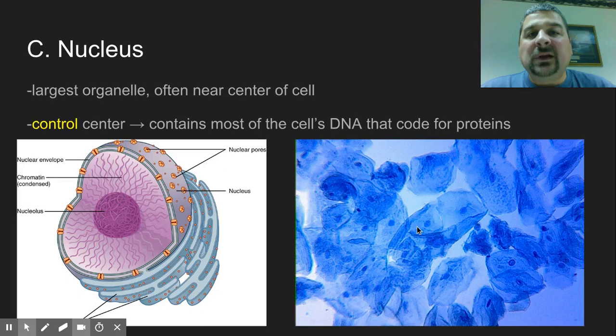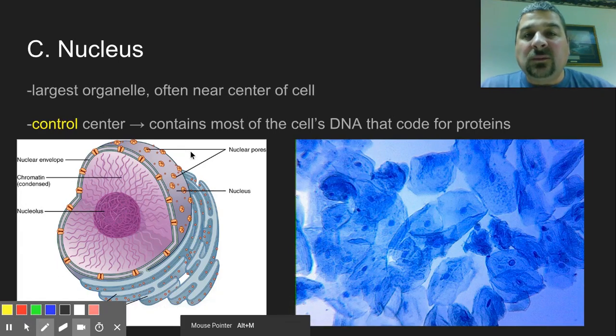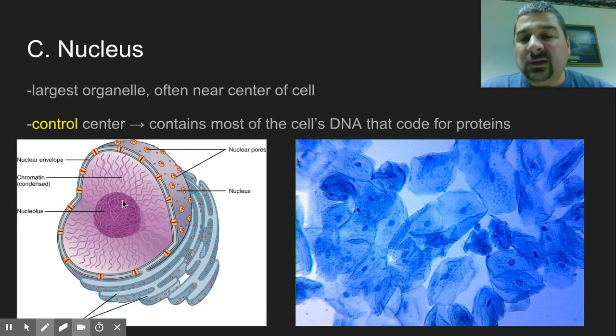The first one we want to look at is one of the more obvious things you see when you look inside the cell, and that would be the nucleus. It's usually close to the center of the cell. There you can see it kind of in the center of the cell. We saw these when we looked at cheek cells in lab. They look kind of like little blue cornflakes. You could see the nucleus, these little blue dots inside the cell.